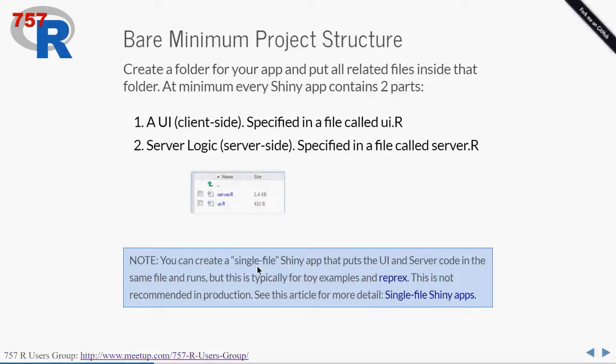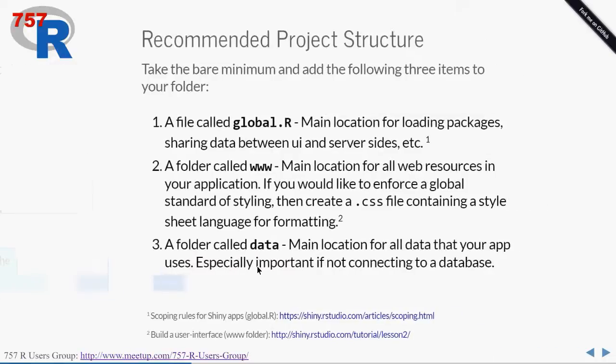RStudio has the option, when you create a new project, to specify it as a Shiny app. It'll automatically create those two files for you and populate an example so you can get started right away. But that's really the bare minimum.